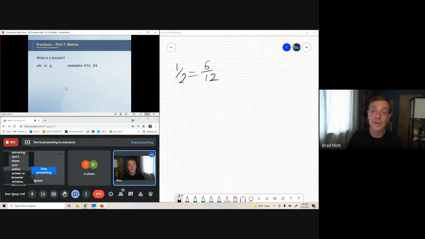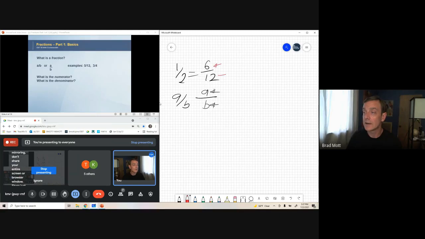Let's start out. So examples of fractions are, if you're using letters, A over B, A on top of B. The numerator is on top, the denominator is on the bottom, and 5/12 and 3/4 are examples of proper fractions, and we'll get into the distinction between fractions in a couple of slides. So the numerator is always the number that is on the top. The bottom is always the denominator. So numerator and denominator.